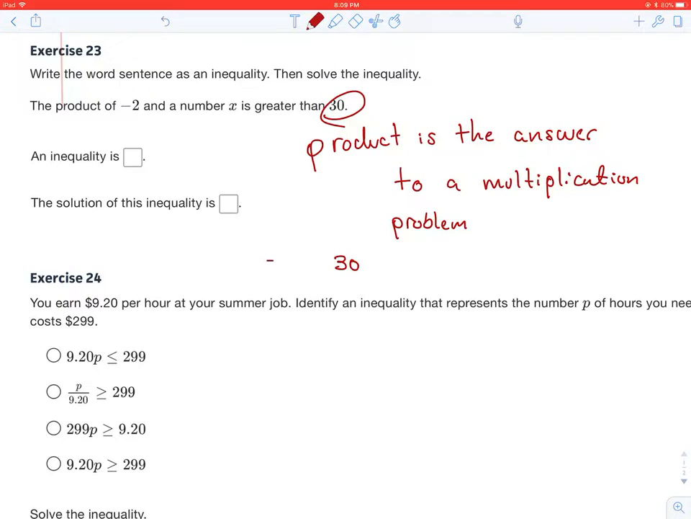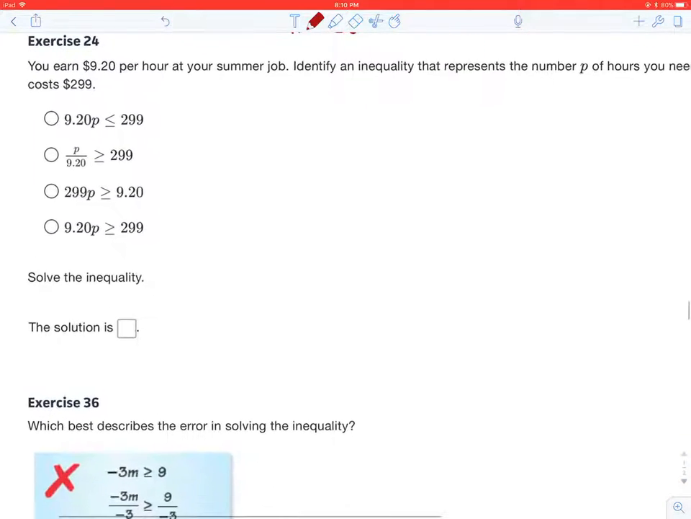And then the actual multiplication problem that gives us that product of 30 is negative 2 times x. And then negative 2 times x is greater than 30, so you're just going to put a greater than sign and then solve for x. Just want to give you a reminder that you are going to need to consider whether you're going to need to flip the sign, because the number attached to the x is a negative, and whenever the number attached to the x is a negative, you are going to have to flip the sign. So don't forget to do that.